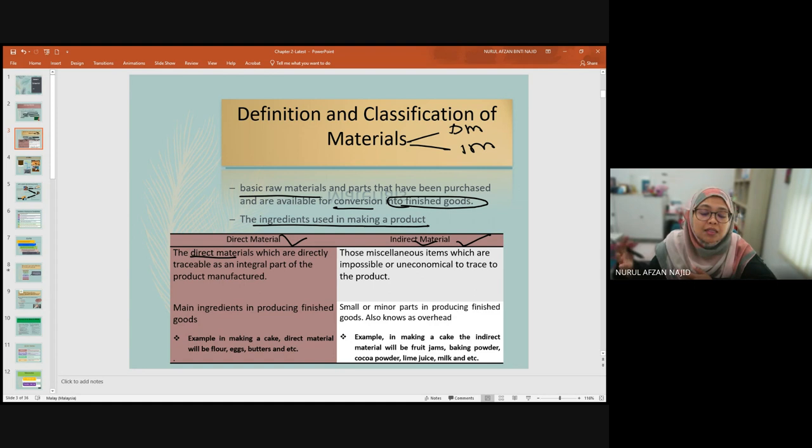Contoh, in making a cake, the direct material would be flour, egg, butter. And the indirect material would be the jam, baking powder, cocoa powder. So meaning that the accessory, benda yang tak semestinya kena ada. Tetapi untuk direct material is wajib ada. Okay, alright. Next, kita pergi kepada contoh.